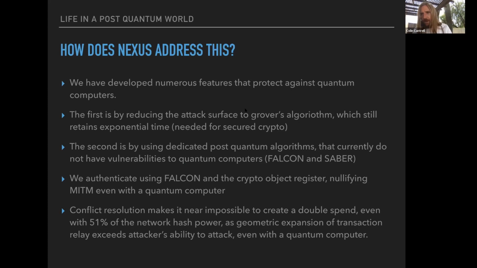And it just wouldn't be viable, right? Binary curve. We're the only one that uses the binary curve. But the first step was reducing the attack surface of Grover's algorithm, which still retains exponential time. So we increased our hashing output to 512 bits for everything.